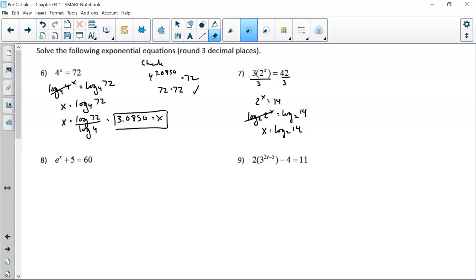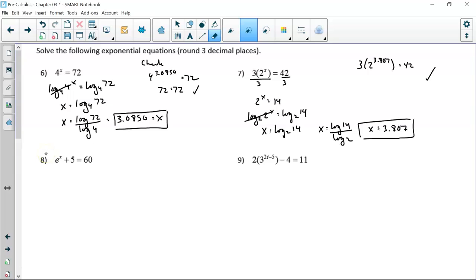That's our exact solution. And we can calculate that by doing the log of 14 divided by the log of 2. So we get x is about equal to 3.807. You can check that. 3 times 2 to the 3.807 equals 42. You're going to get a number that's very, very close to 42, but not quite exactly. So keep that in mind.